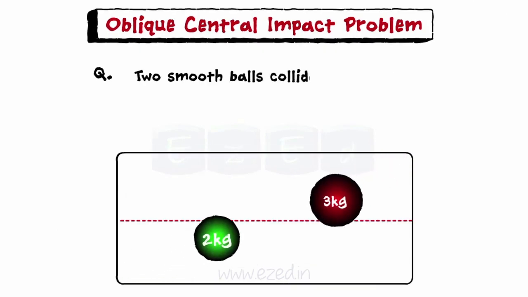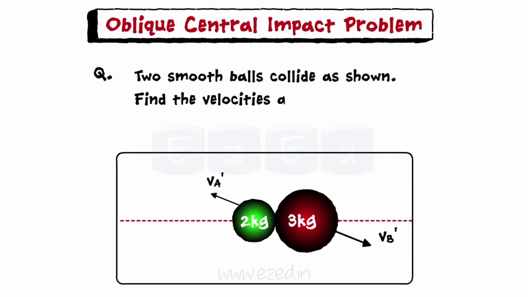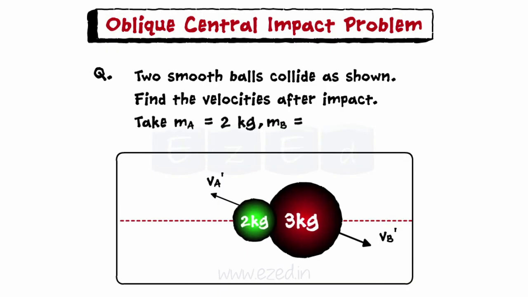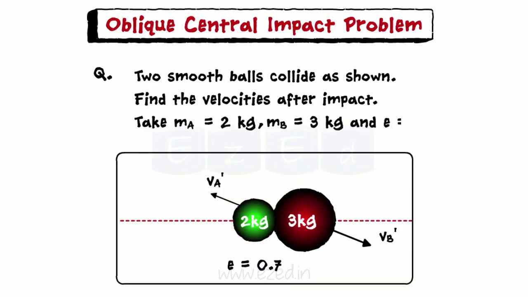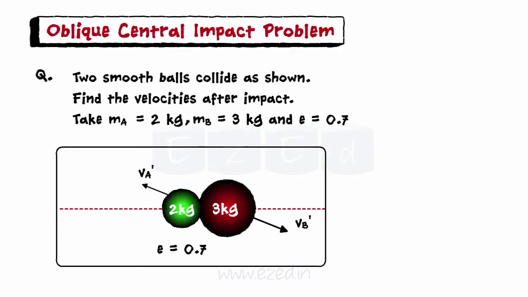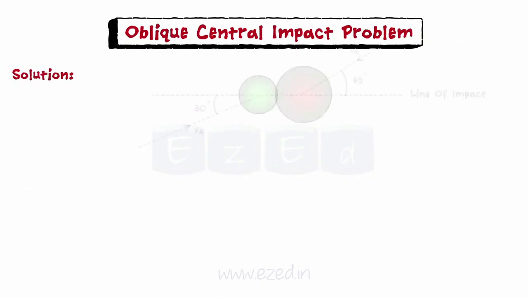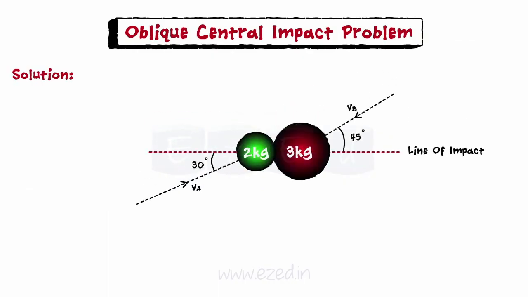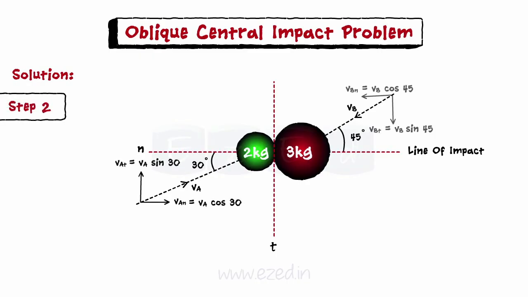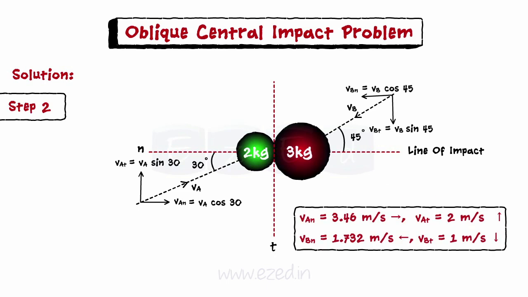Two smooth balls collide as shown. Find the velocities after impact. Take mass of A as 2 kg and mass of B as 3 kg and E equals 0.7. We can see that this is the case of oblique central impact. Step 1. Let the line of impact be in normal direction and a perpendicular to it be in tangent direction. Step 2. Resolve the initial velocities along normal direction and tangential direction. We get the following values.